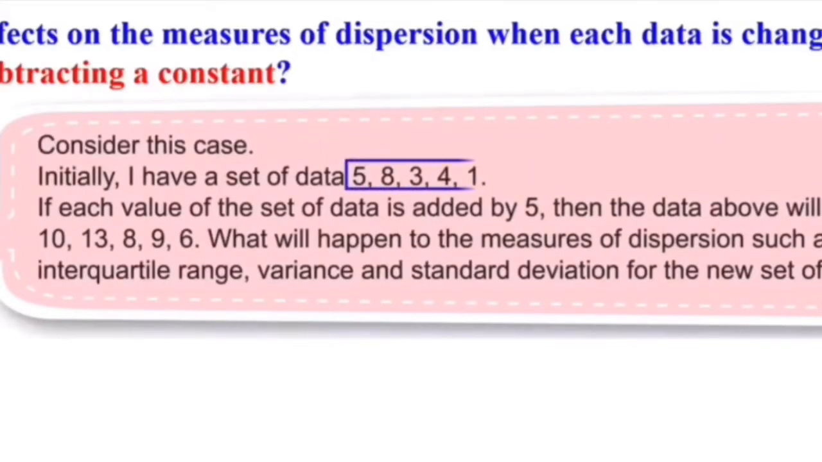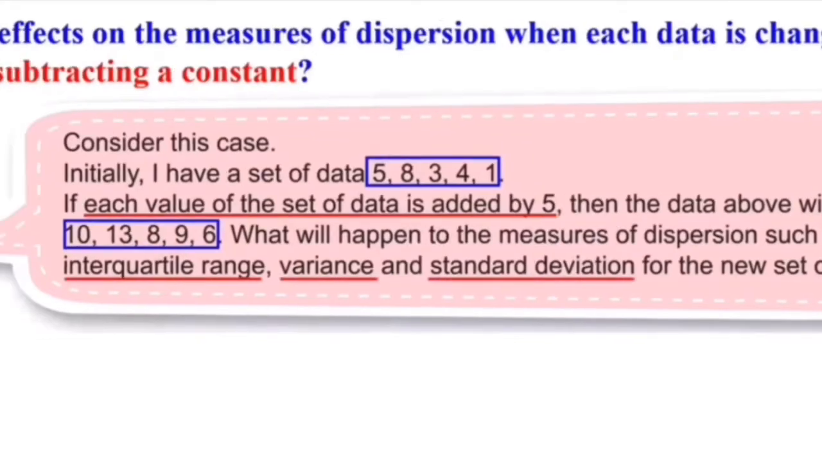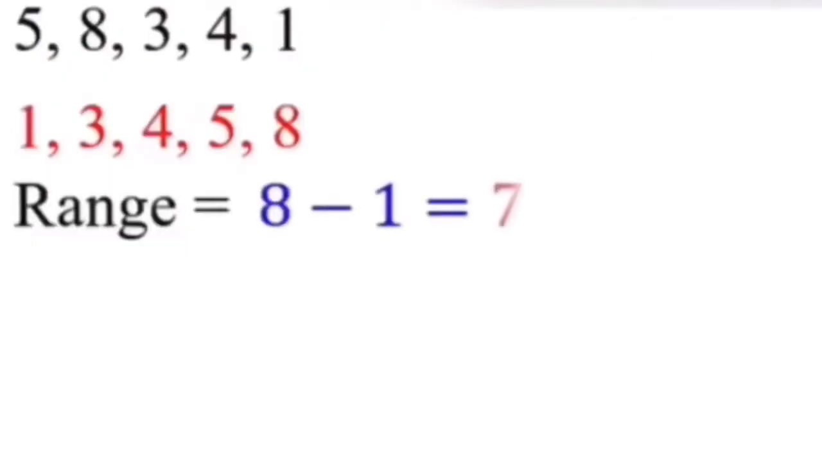Let's say we have data 5, 8, 3, 4, 1. If each value of the set of data is added by 5, the data now becomes 10, 13, 8, 9, 6, the new data. What will happen to the measure of dispersion for this set of data? For example, what is the range? What is the interquartile range? What is the variance? What is the standard deviation for the new set of data?